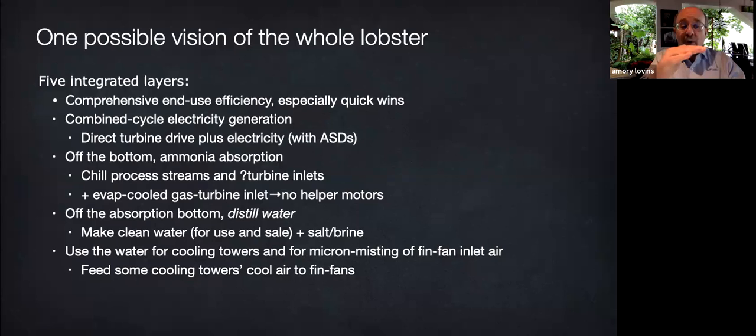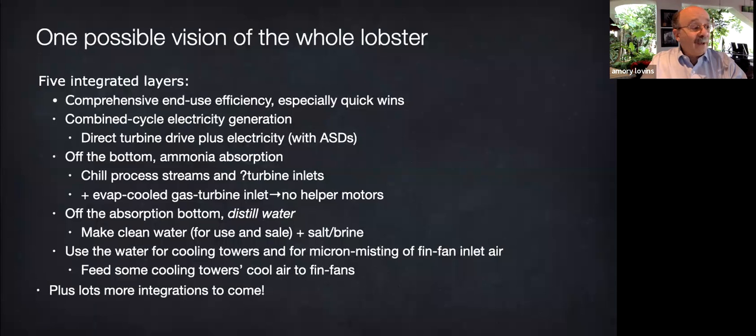Then off the bottom of the ammonia chillers, distill water for use in SAIL, along with salt and brine byproducts. Use the sweet water in very efficient cooling towers and to micromist the inlet air to the efficient fin fans, and maybe cascade some cooling tower exhaust air to fin fans. And probably more integrations after that. So a key insight is that when you're thinking about integrating heat flows, think also about how to integrate and create new value from water flows, especially if you're in a desert.